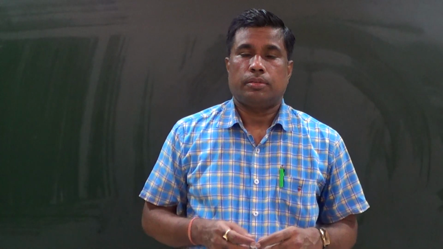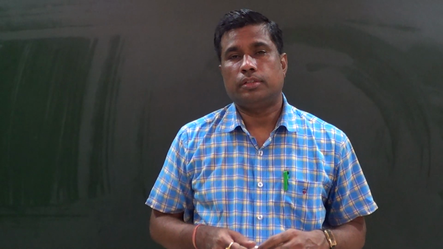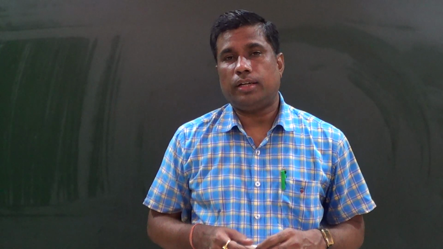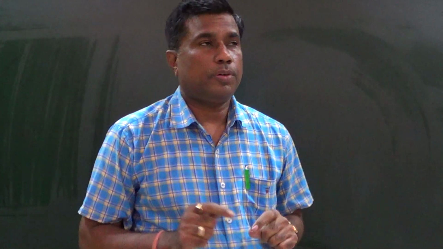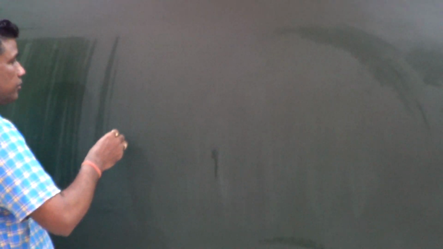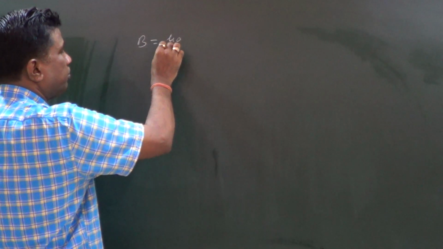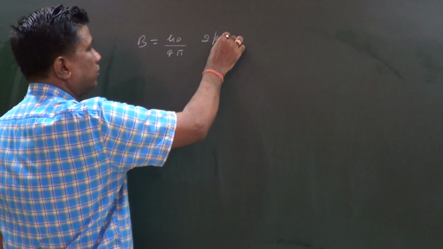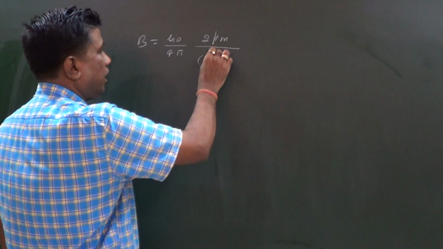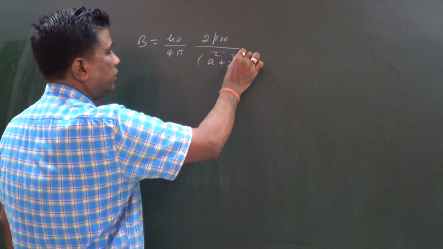In the previous video I taught you the magnetic field due to a circular coil on its axis. So students, the formula for the magnetic field due to a circular coil on its axis is given by B equal to mu naught by 4 pi into 2 Pm by (a square plus x square) to the power 3 by 2.